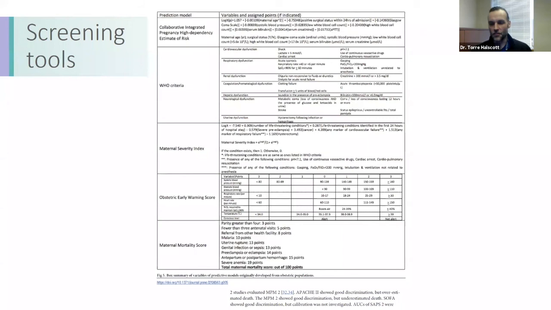These are some more pregnancy-specific ones. You have the CIPHER score at top. You have WHO criteria, maternal severity index, the obstetric early warning score, maternal mortality score, and there's some others as well, SOS, all of which have tried to look at different ways that we can say, is a pregnant or postpartum patient sick? Is she going to get more sick? Does she need to go to the ICU? Does she have an increased risk of mortality?